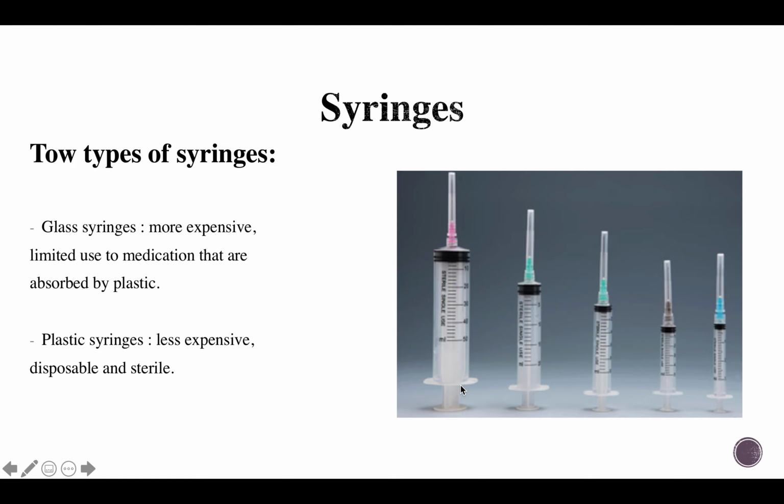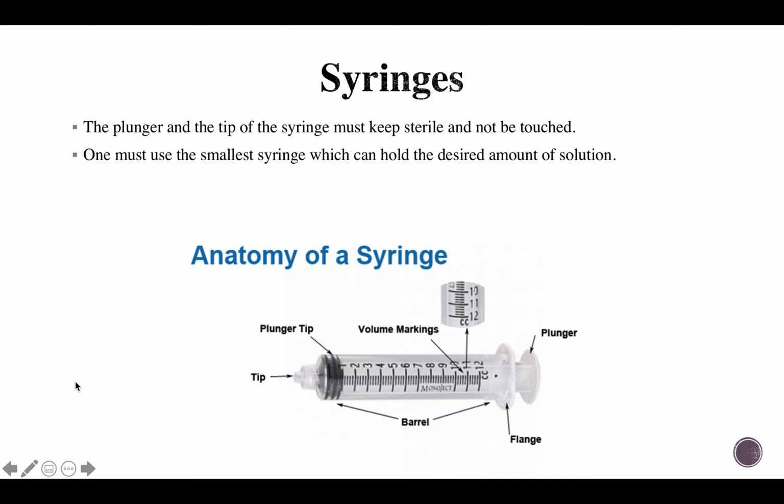Syringes. Two types of syringes. We have the glass syringe, which is most expensive and rare. Plastic syringe is less expensive, disposable, and sterile. Syringes. Here's the anatomy of the syringe.